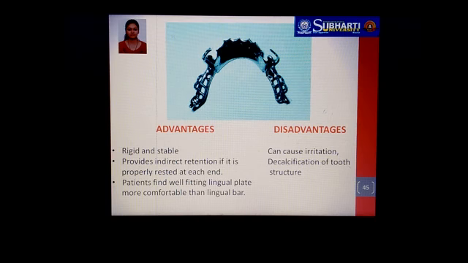So because, as we discussed in the earlier slide, it is going to cover the scalloping of the gingival tissue and the cingulum portion, patients find it very comforting because they think that this part of the prosthesis is easily adapted to the remaining tissue. But because it is so closely adapted to the remaining tissues and the teeth, it causes irritation of the remaining tissues. Also, because it extends up to the cingulum portion, it can result in decalcification of the remaining tooth structure.